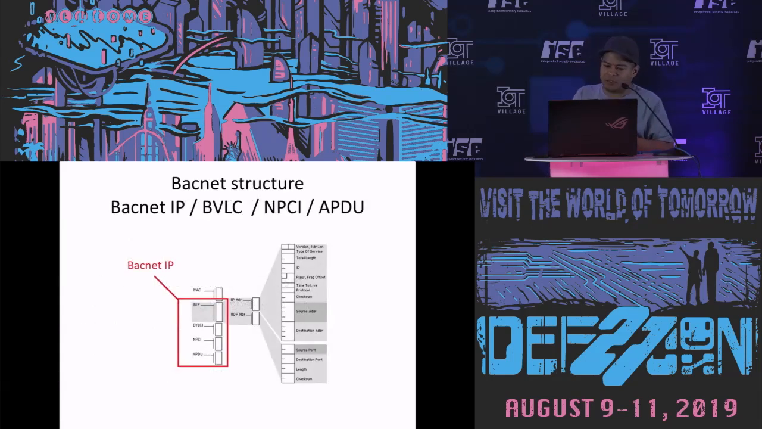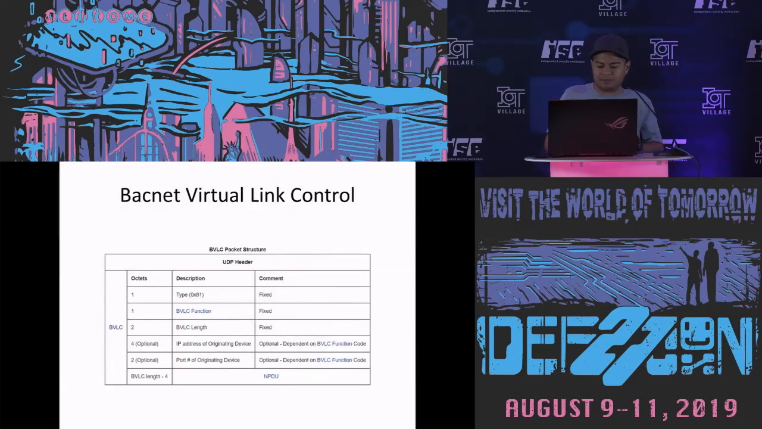Okay, the BACnet structure is basically BACnet IP. The first layer would be the BVLC, or BACnet Virtual Link Control. The second layer would be the NPDU, or Network Protocol Data Unit. And the last layer would be the Application Data Unit, which contains all the information that we need to inject to the device. The magic happens there.